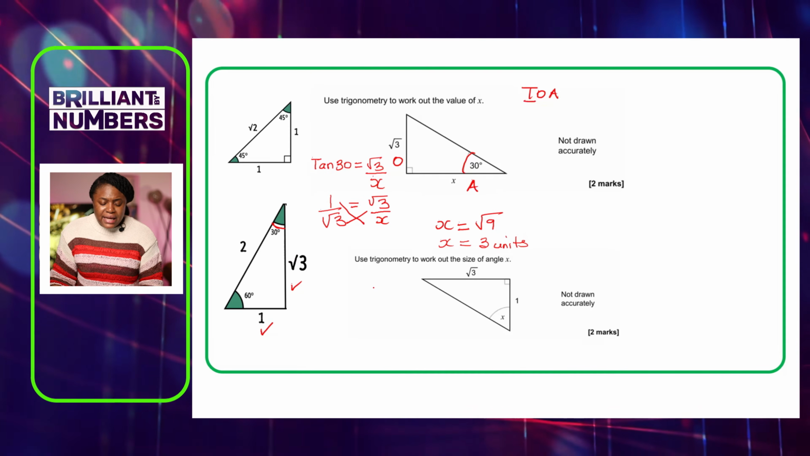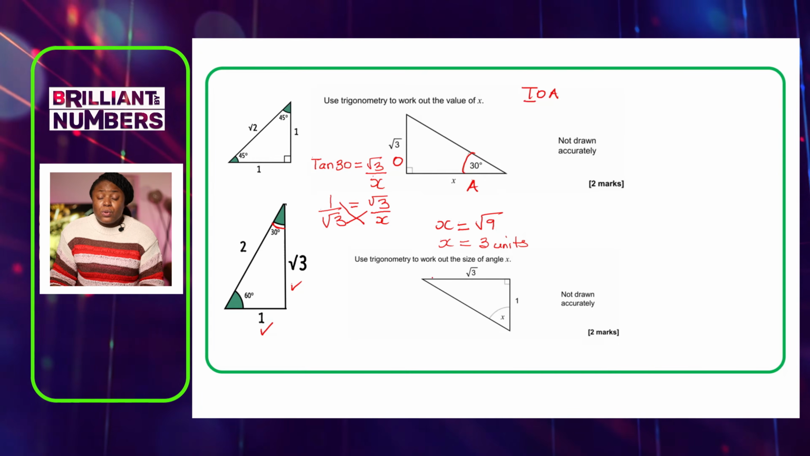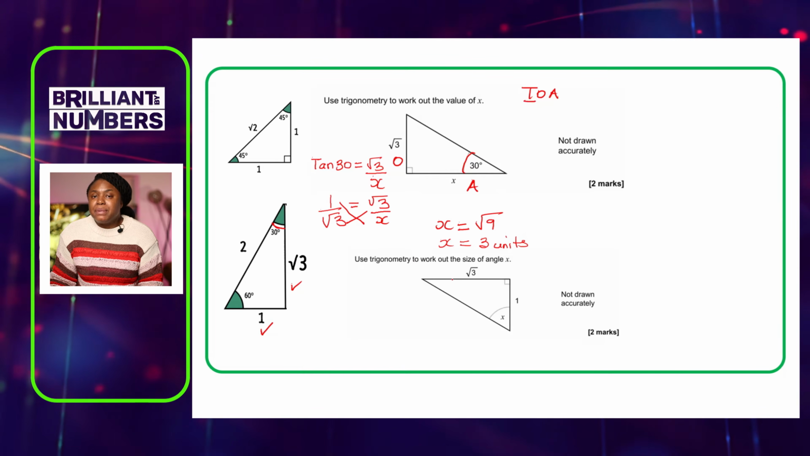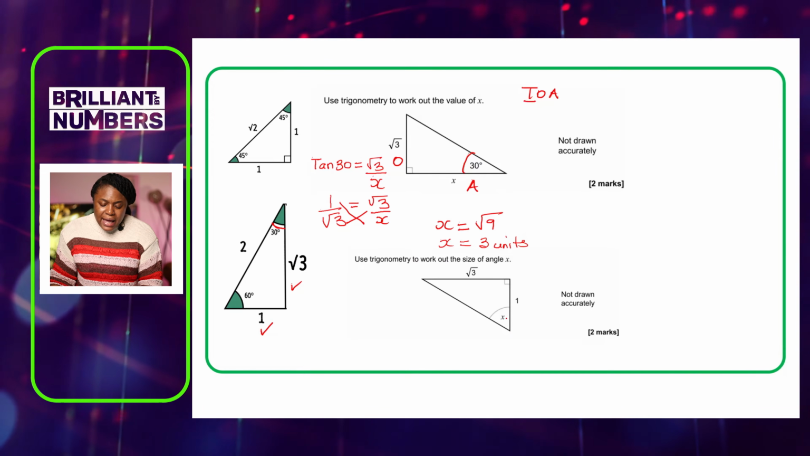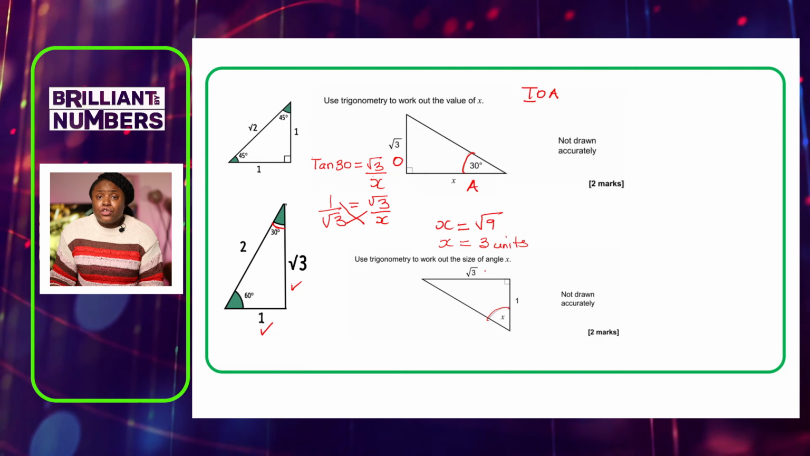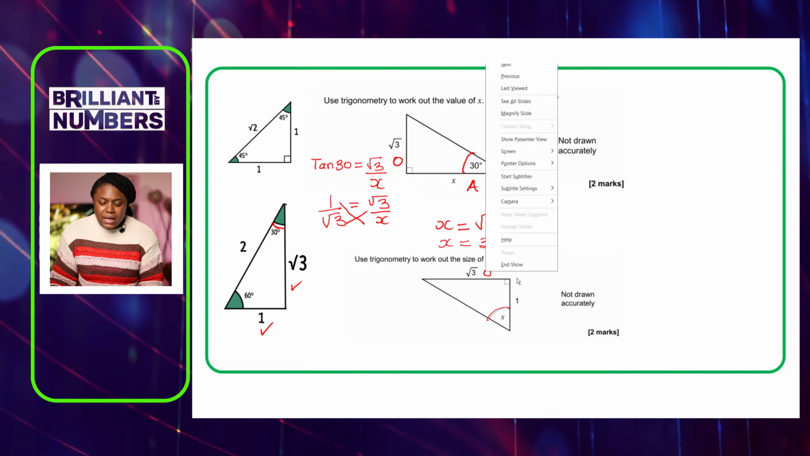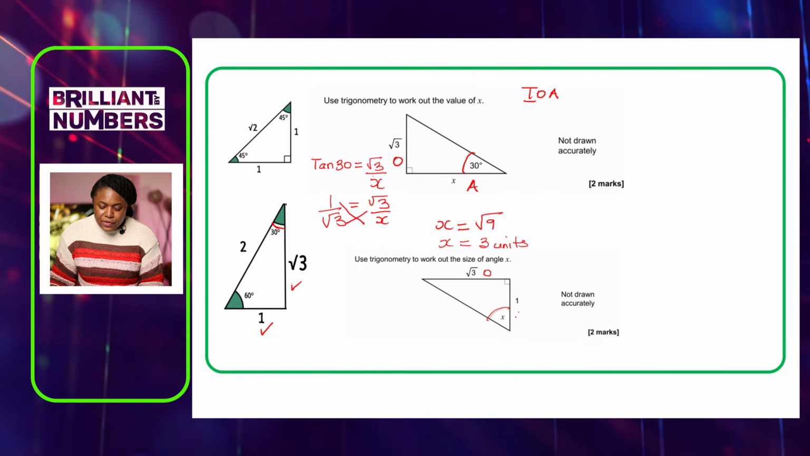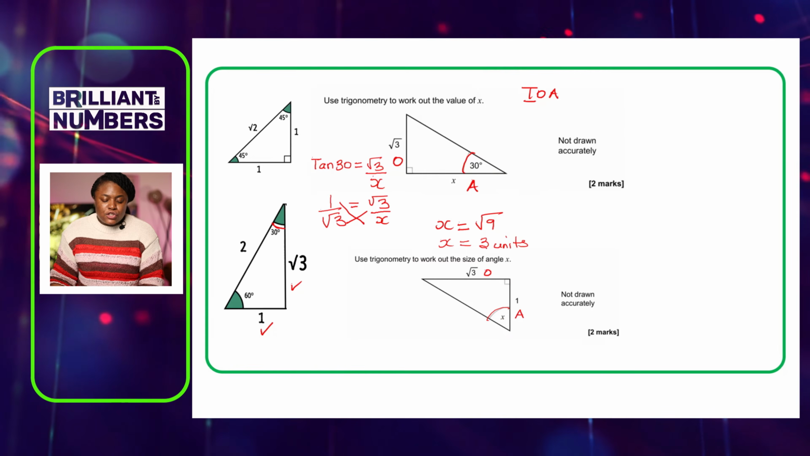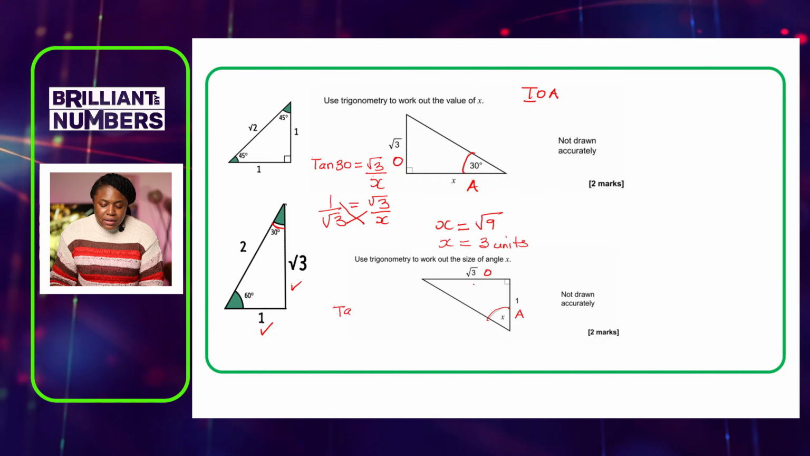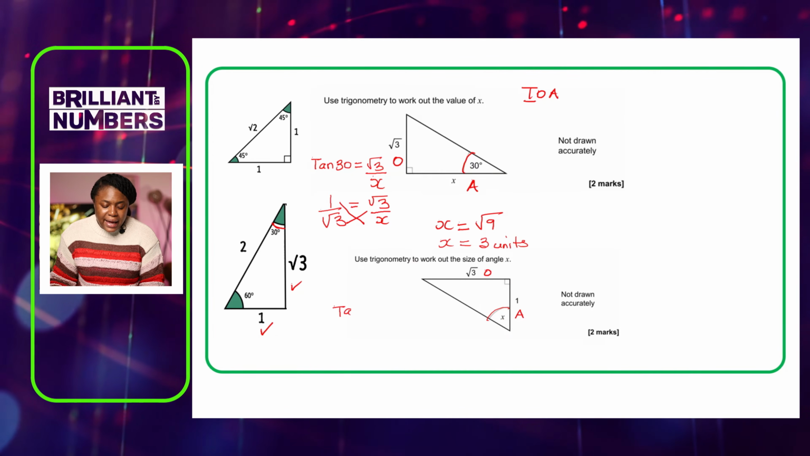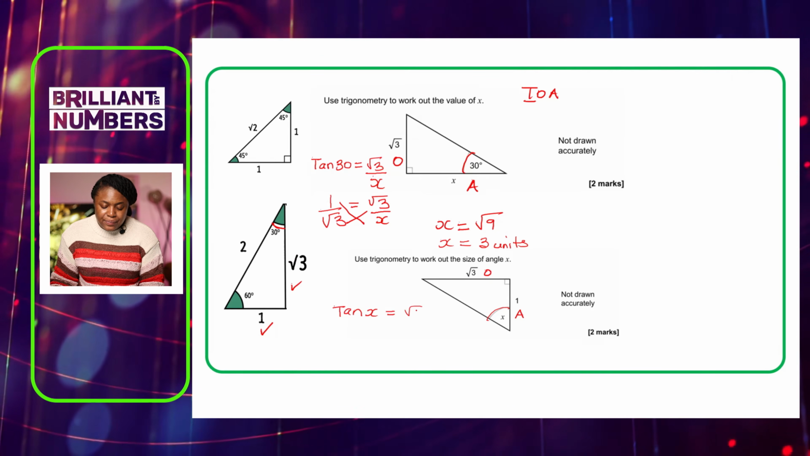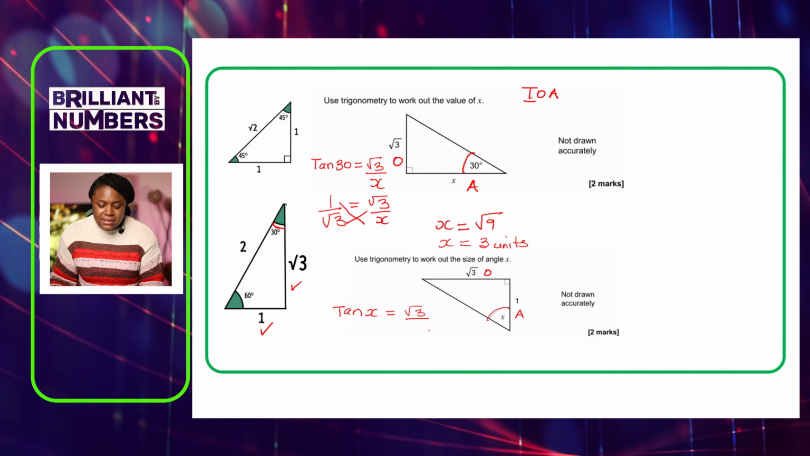We go to the last question here, where we're asked to use trigonometry to work out the size of an angle this time. Okay, same principle, however, applies. So we've got x, root 3 is our opposite side, and we've got 1, which is our adjacent side. So let's just label tan. So we're using tan again because we've got OA. So tan x is equal to our opposite side, which is root 3, divided by our adjacent side, which is 1.